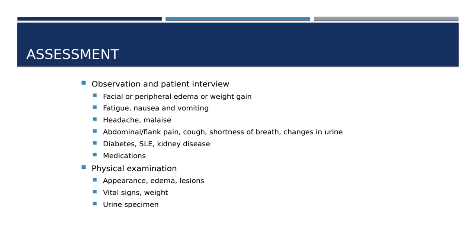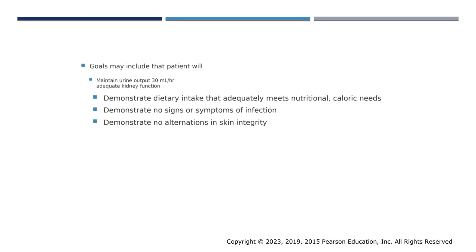Kidney disease, of course, can always cause glomerulonephritis. So those are some of another chronic disease process. I think that's covering most of it. The goal, of course, especially for chronic, is maintain your urinary output, 30 mLs or greater per hour. I talked about the dietary intake, demonstrating no signs and symptoms of infection, so no fever, white blood cell counts come back to normal baseline.